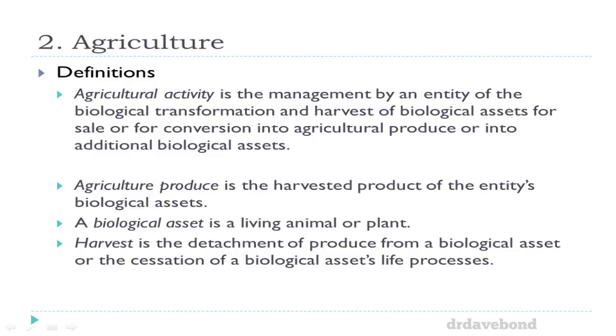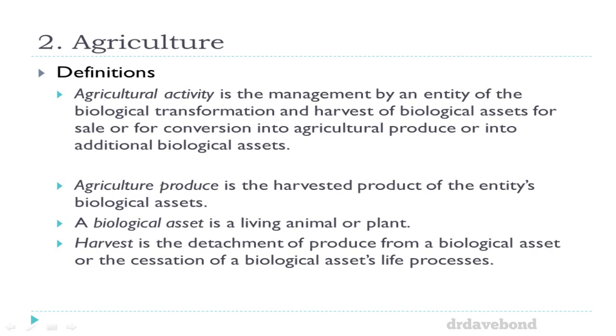I just included this because I just wanted to read it out, because when you look at it, this is how you take a very natural process and idea and turn it into legalese type language. So harvest is the detachment of produce from a biological asset or the cessation of a biological asset's life processes. So that last bit, cessation of a biological asset's life processes, is killing something. That's how they define that. Sounds a bit long-winded to me, but such is life. So that is some of the definitions that we've come across.